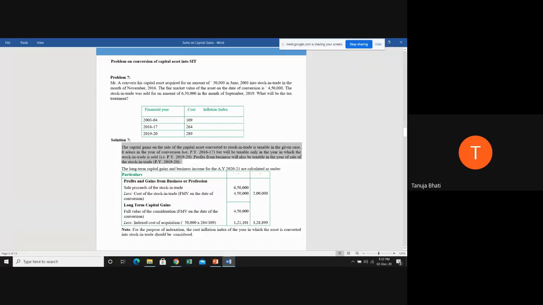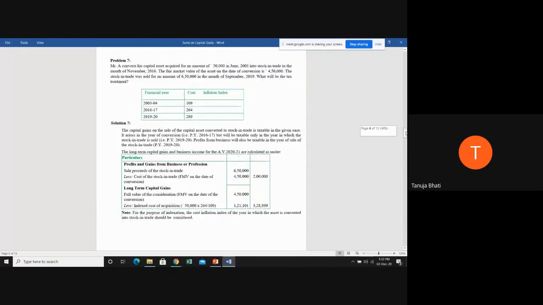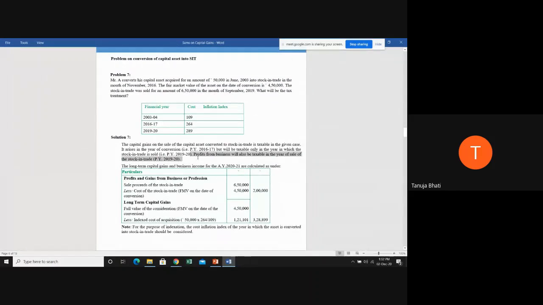The capital gains on the sale of capital asset converted to stock in trade is taxable in the given case that we have identified. It arises in the year of conversion, but is taxable in the year in which the stock in trade is sold. Arises means when conversion took place, capital gain has already arisen, but you will tax it only in the year when stock in trade is sold. And profits from business will also be taxable in the year when the stock is sold. That is common sense. So now let us see this computation. The long-term capital gains and business income for the assessment year 2020-2021 are calculated as under.